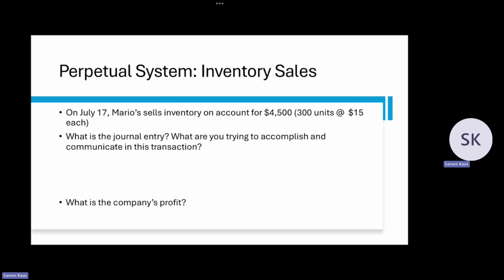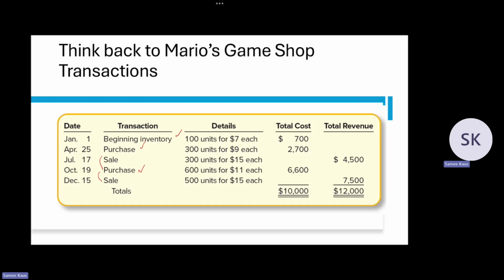So the first thing I have is that I go through and I sell some inventory on account for $4,500. Now I'm going to take a step back here, and I am going to say the first thing that I want to do is acknowledge the purchase of this inventory. I must have missed a slide in here. Okay, so what is the journal entry on April 25th when Mario goes out and purchases this inventory?